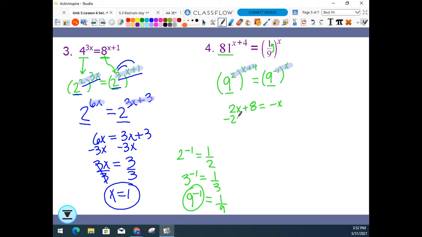Now get my x's on the same side, so move over the 2x. I'm left with 8 equals, combine like terms, negative 3x, divide by negative 3, x equals negative 8/3.